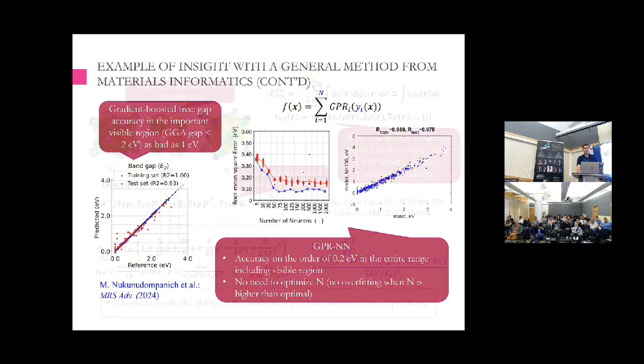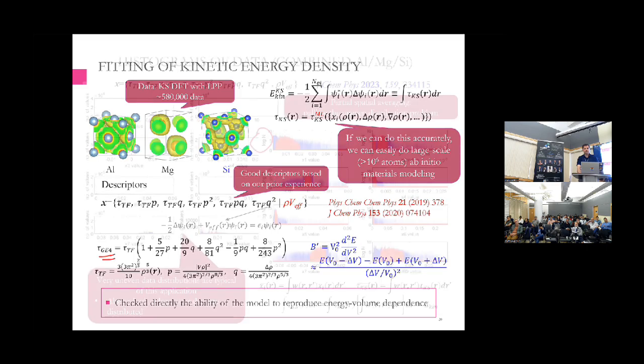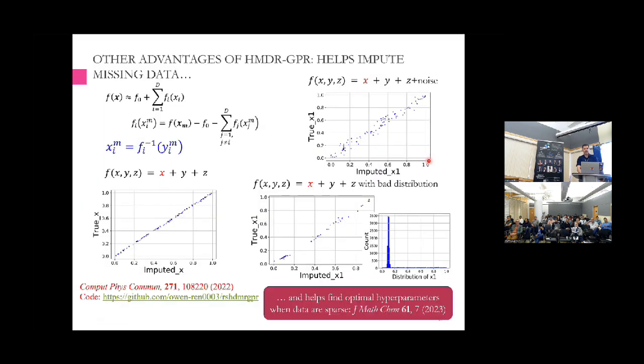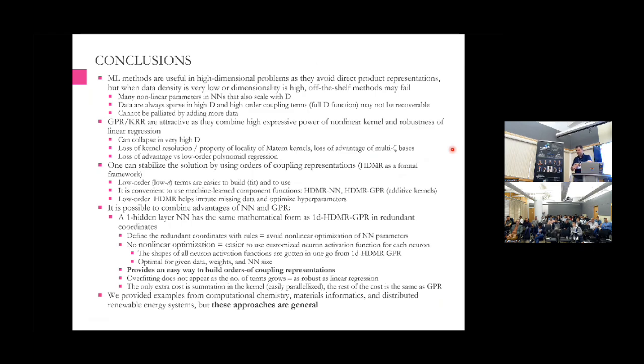I will skip one more example here, which I wanted to show you, but in the interest of time, I will skip it. And summarize, as Jonathan is telling me I should, right? Machine learning is, of course, very useful in high-dimensional settings. The reason it is useful is because machine learning techniques avoid the so-called direct product representation. But eventually, once the data density is low enough, and it will always be low enough when the dimensionality is high enough, even those methods will fail, and you need something else.